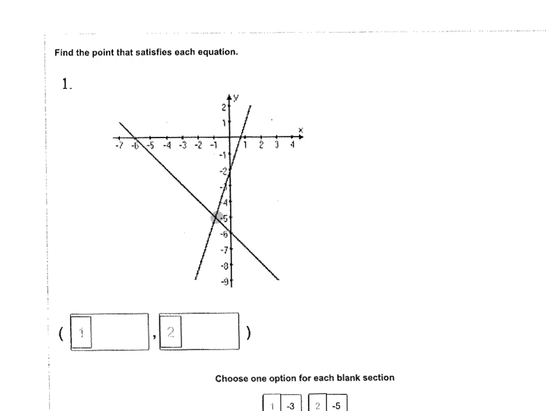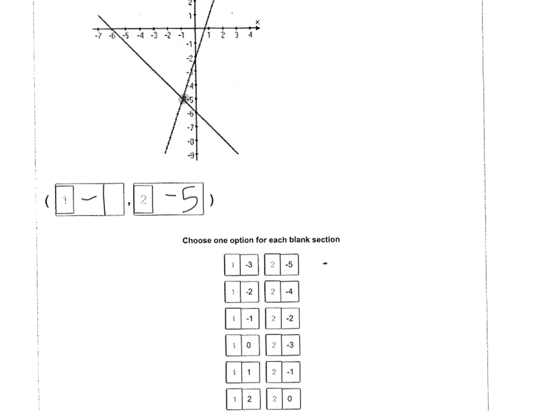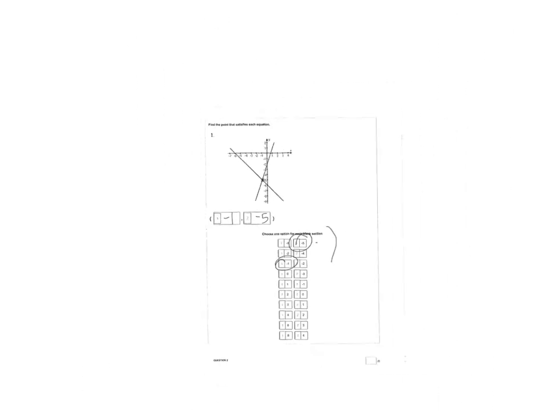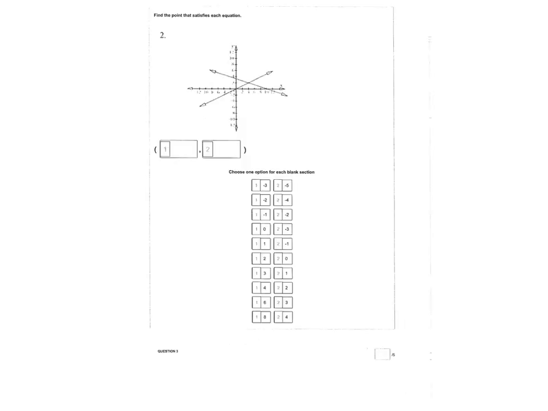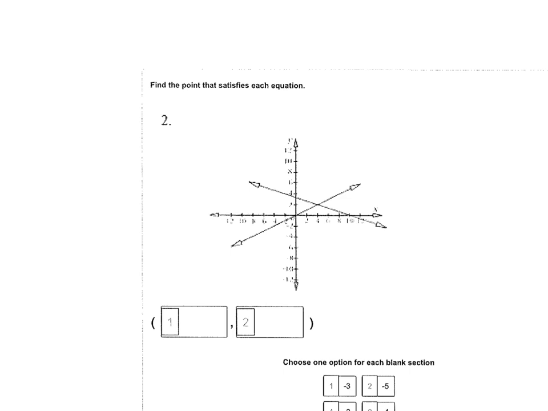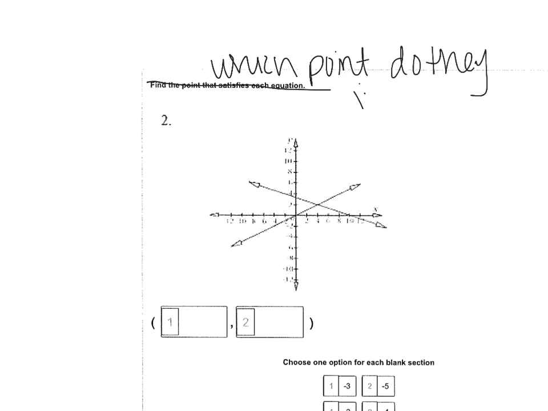So when we look at the actual coordinate, it's at -1 and -5. So -1, -5. And that's what we're doing. That's all we're doing on these intersections. Find the point that satisfies each equation. At which point do they intersect? And that's all we have to do.